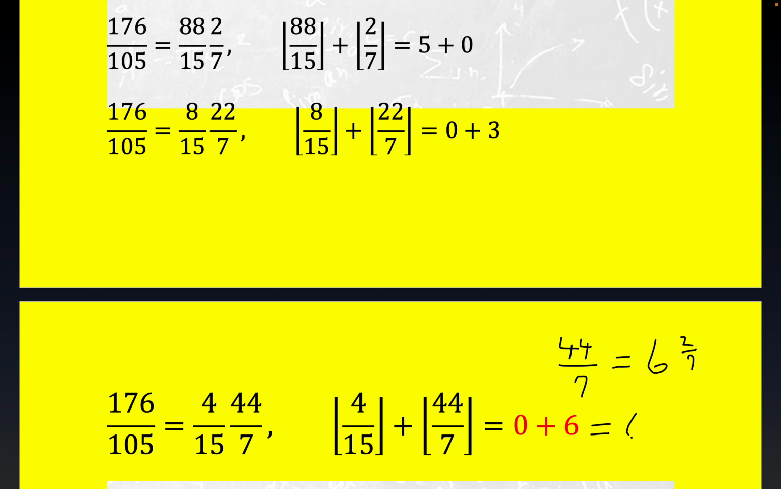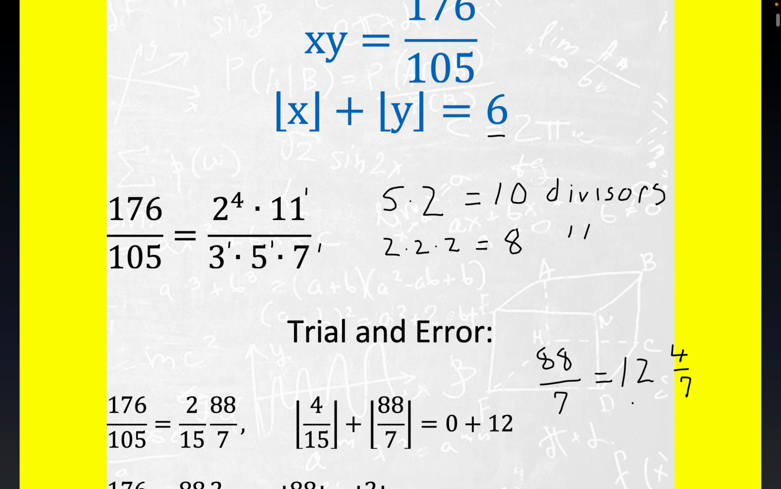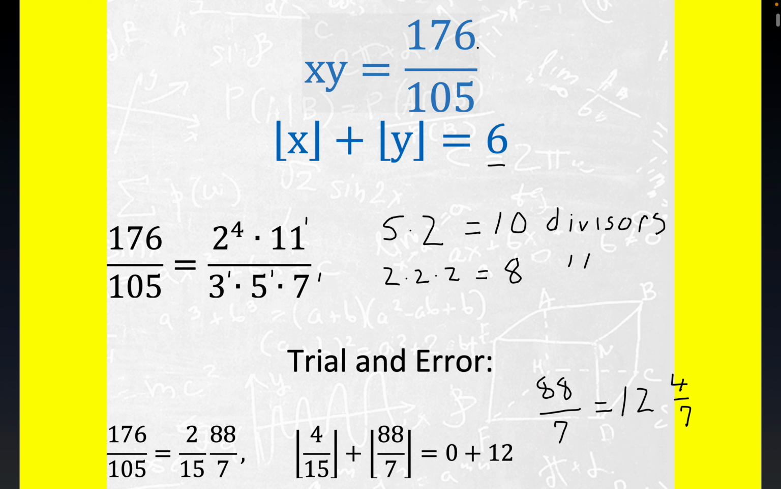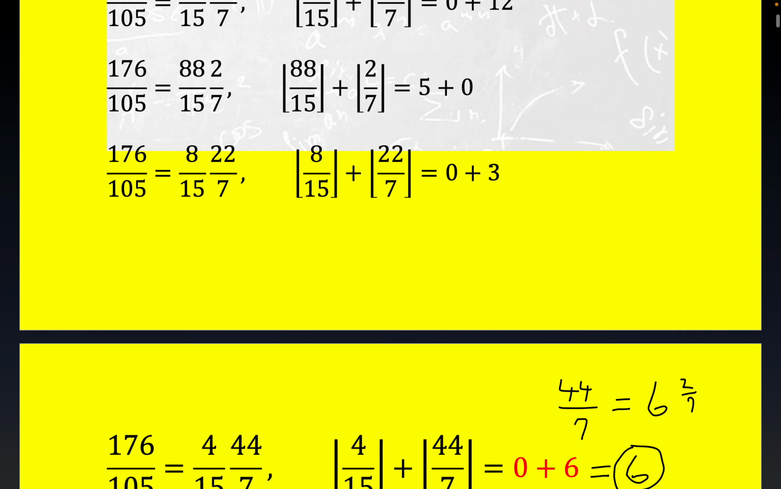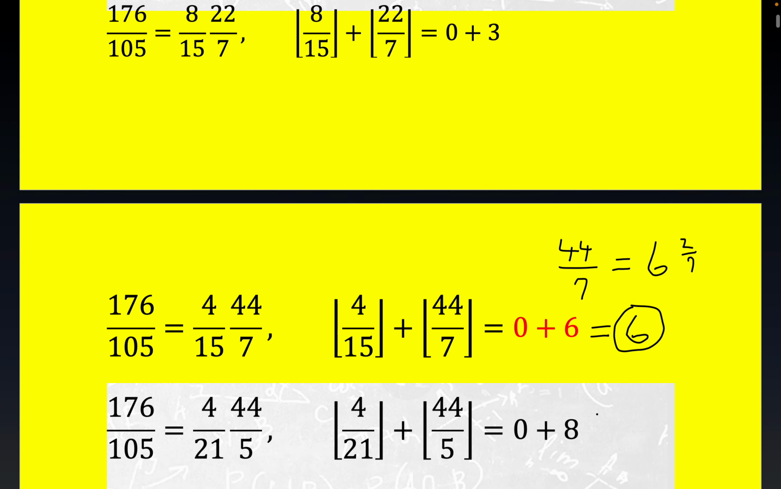And it turned out to be the only one I found. Don't forget, we were looking at an equation where we needed the product to be 176 over 105, which we're forcing because of the prime factorization, and we wanted the sum of the floors to be 6. And so we do have a solution. Now, I'm not claiming that's the only solution. I think it probably is, but I didn't go through every single possibility.